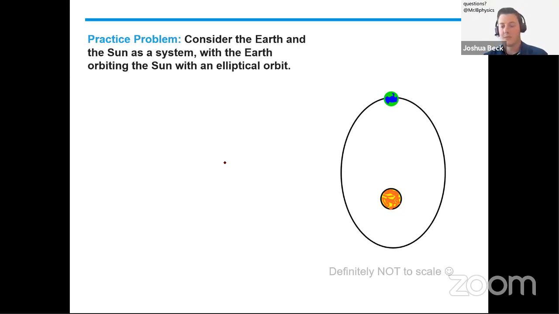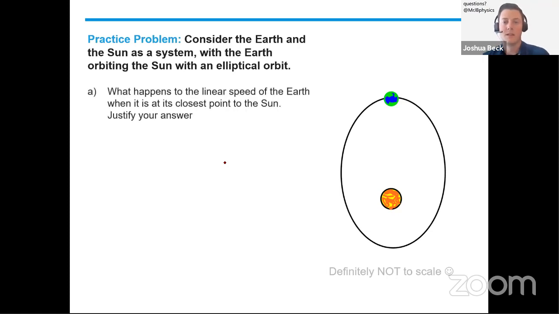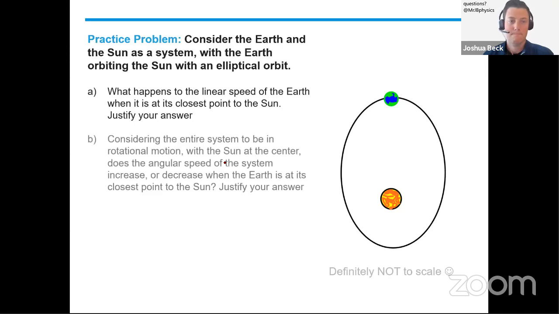Okay, I will go over this at the beginning of our lesson tomorrow, review lesson. But I want to leave you with this. What happens to the linear speed of this Earth when it's at its closest point to the sun? Justify your answer. Considering the entire system to be in rotational motion, like I just described, with the sun at the center, does the angular speed of the system increase or decrease when the Earth is at its closest point to the sun? Justify your answer.